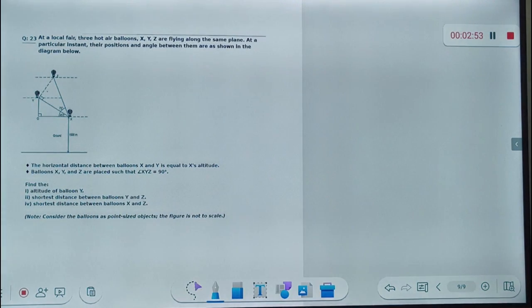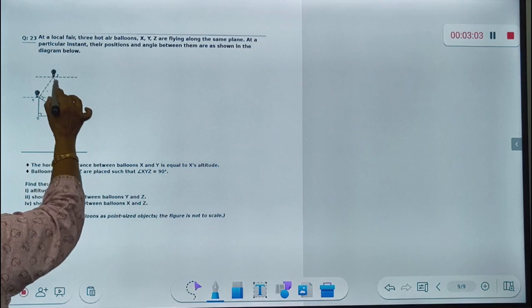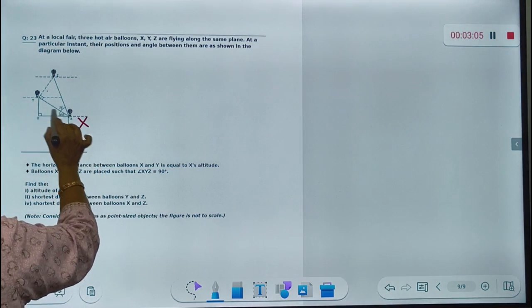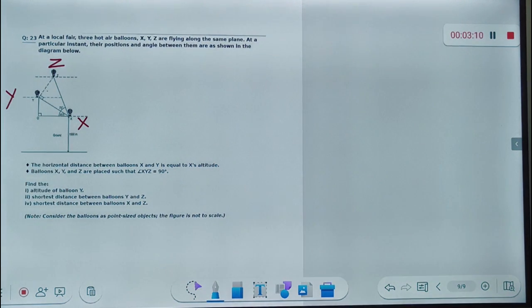Look at the next problem. At a local fair, there are 3 hot air balloons, X, Y and Z. So this is one hot air balloon, this is another and this is another. This is X, Y and Z. They are flying along the same plane. At a particular instant, their positions and the angle between them are shown as in the figure.